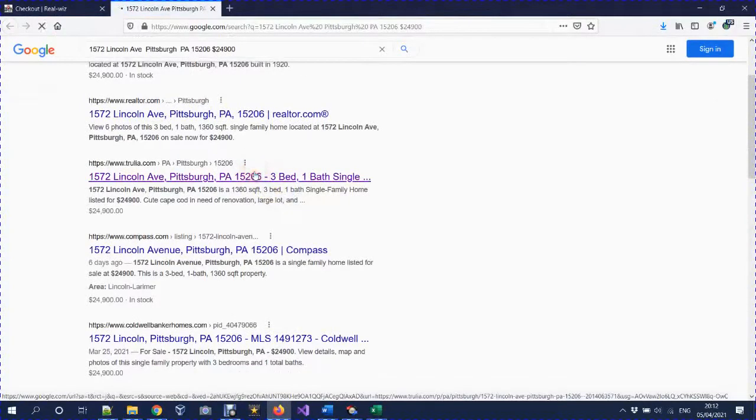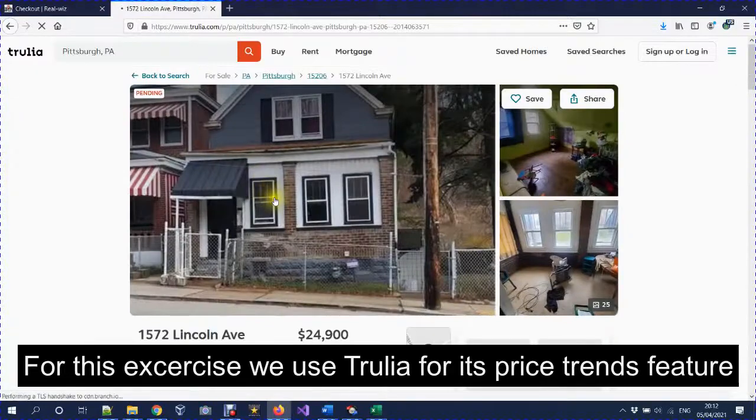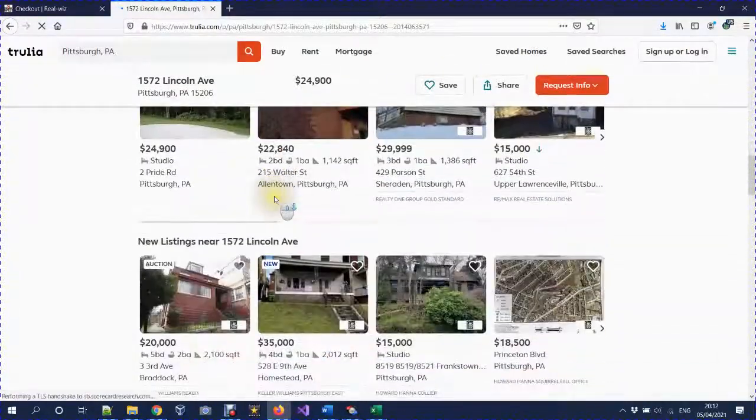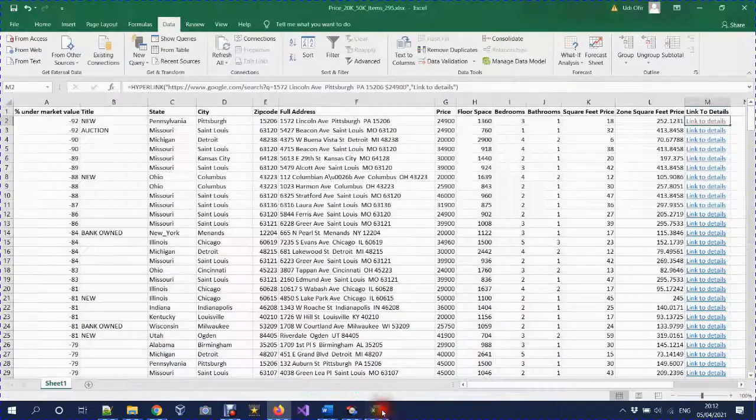Let's see. I'm using Trulia for its price trends feature. It would be interesting if Trulia's assessment comes close to my algorithm figures. Wow! 90% below typical home value, and 94% below typical square feet price. Absolutely staggering.